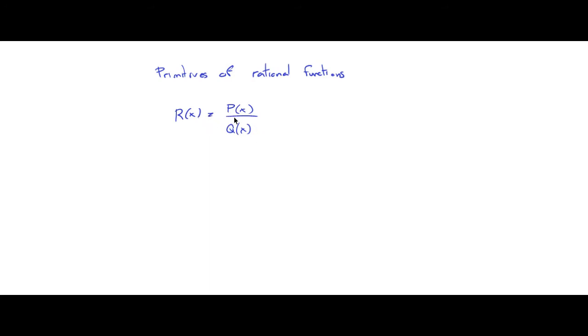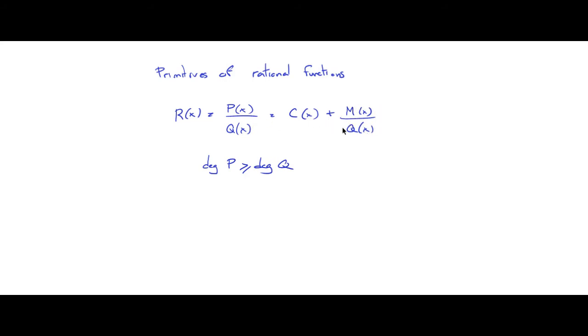And we can focus on those functions R where the degree of P is smaller than the degree of Q. The reason for this is that if the degree of P is greater than or equal to the degree of Q, then we can always divide P by Q, and so we get a polynomial expression plus another polynomial M divided by Q, which is the remainder. And so if we want to compute the primitive, it is going to be just the primitive of a polynomial, which we know how to compute, and the primitive of this rational function.